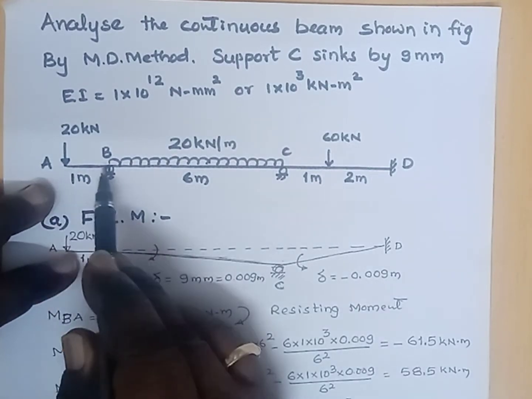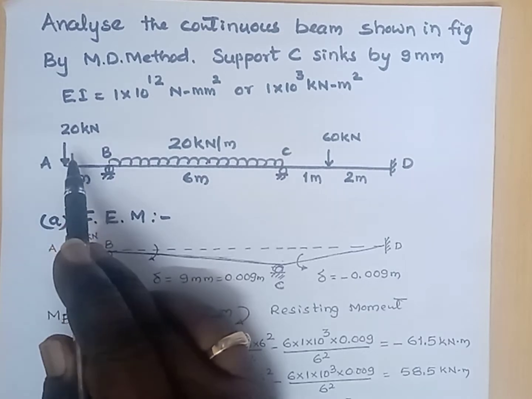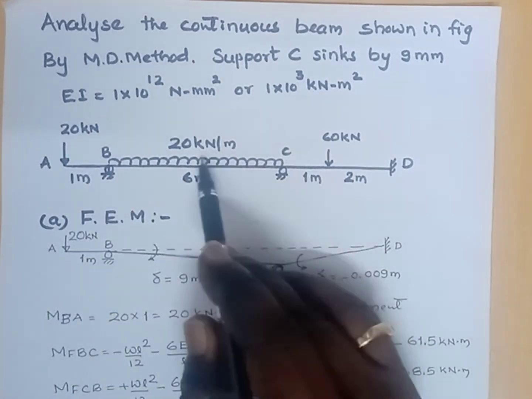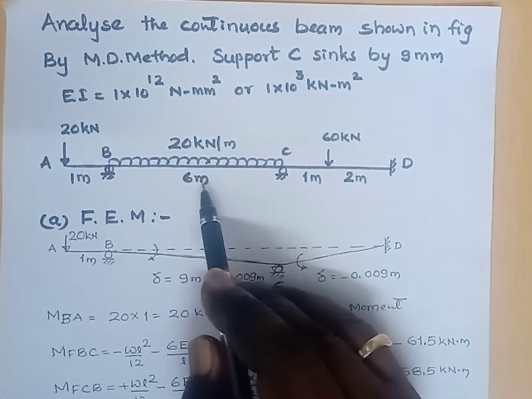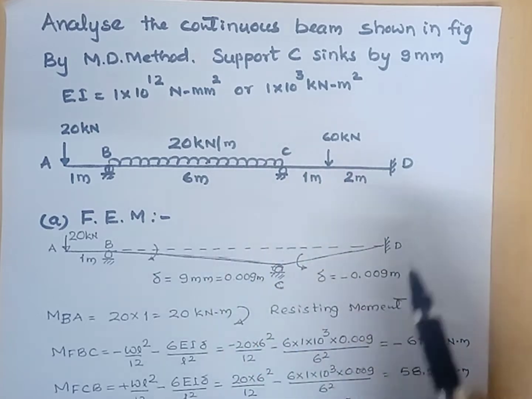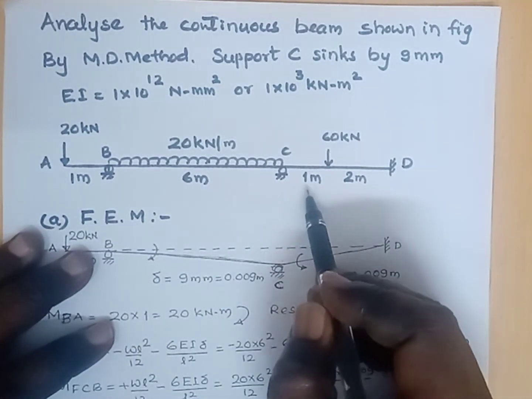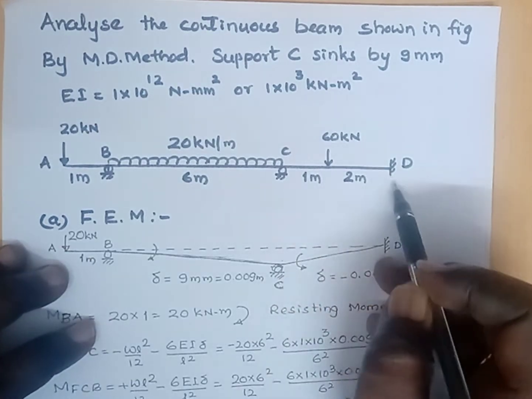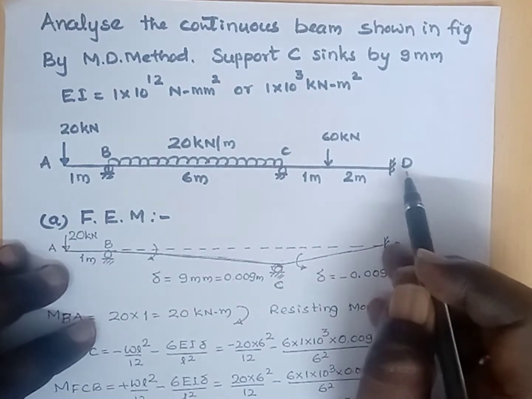Here this one is the overhanged portion A to B, that is 1 meter. Here the load is 20 kilonewton, that is at the free end. Then this portion BC is subjected to 20 kilonewton per meter UDL and the length is 6 meter. In this portion CD, it is subjected to a point load of 60 kilonewton at a distance of 1 meter from one end and 2 meter from the other end, that is the fixed end.